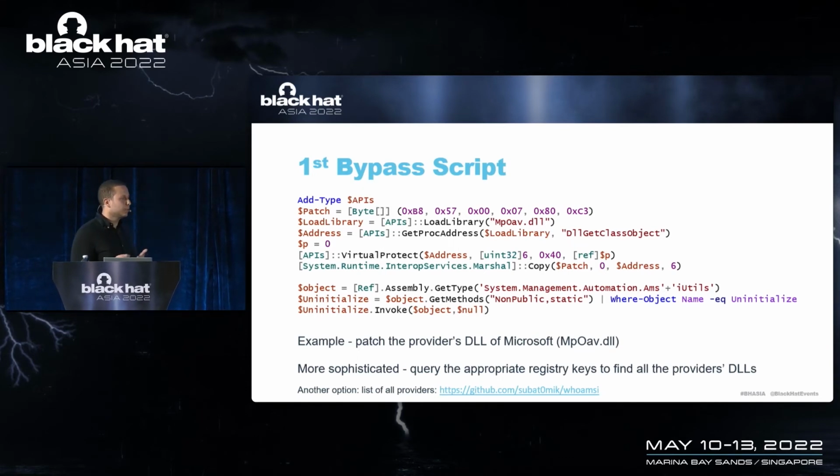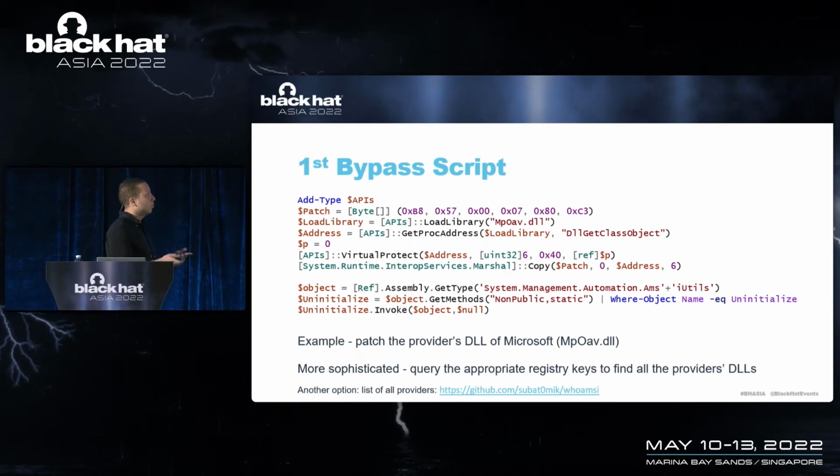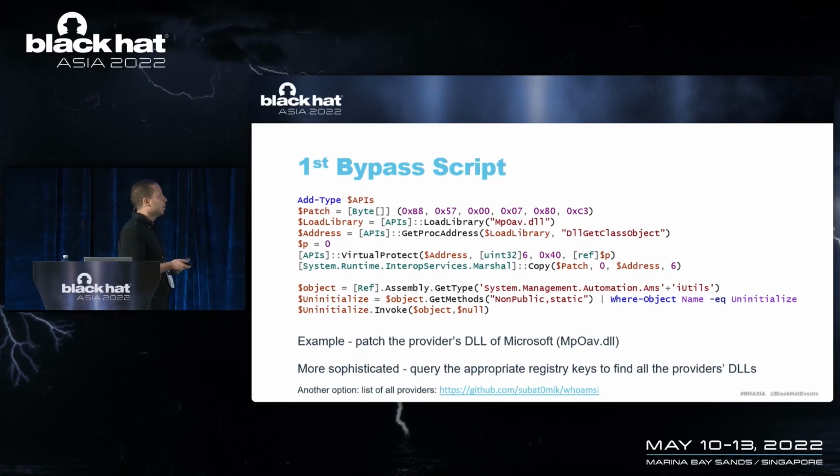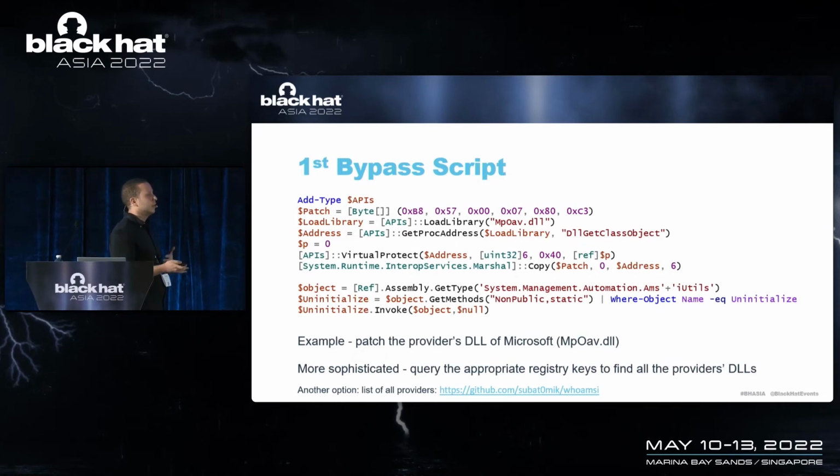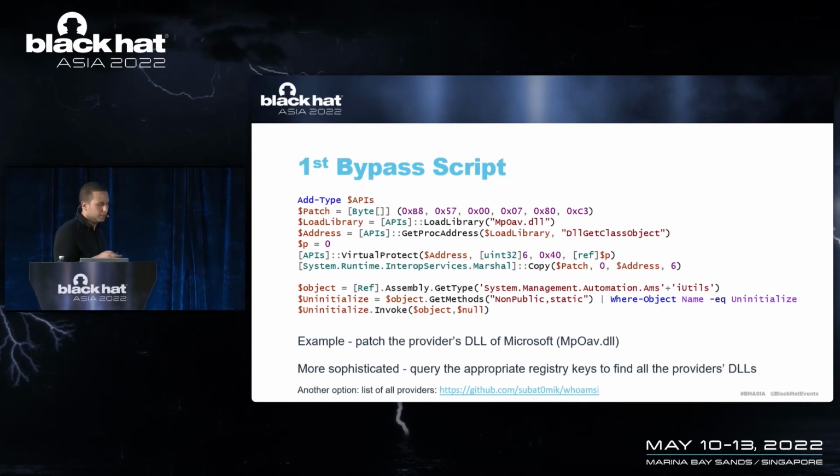A more sophisticated one would be to query all the registry keys that we already saw, find the provider's DLL names, and patch each one of them. Another option is to know all the possible providers on the market, try to load each DLL, and if we succeed, we can assume that this DLL is in memory, and we can patch it. We need to patch it in order to bypass AMSI.